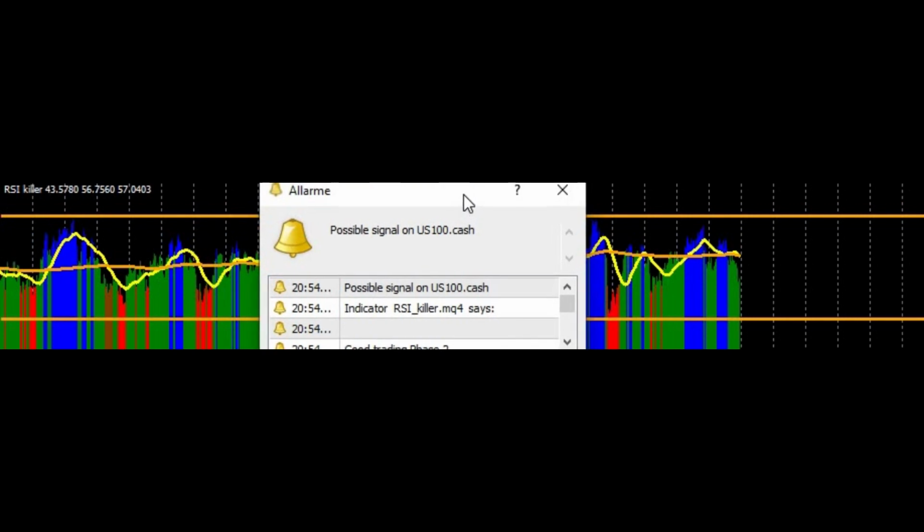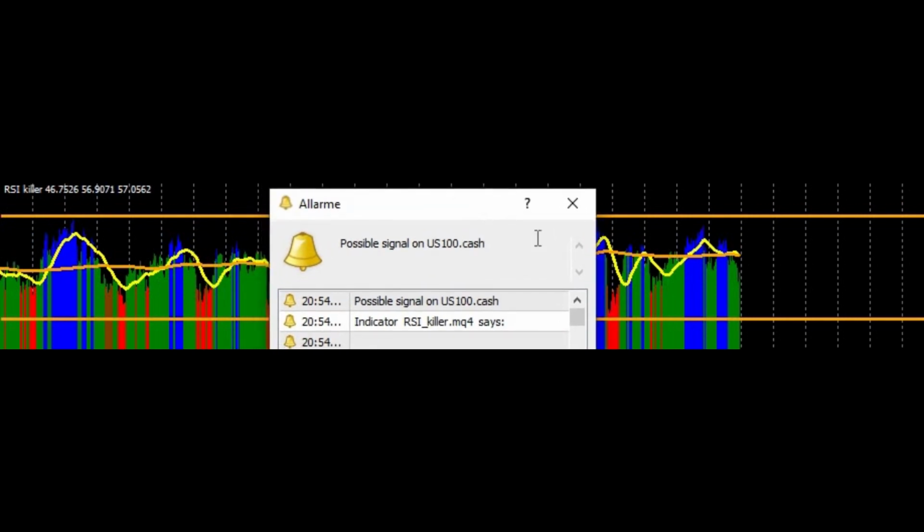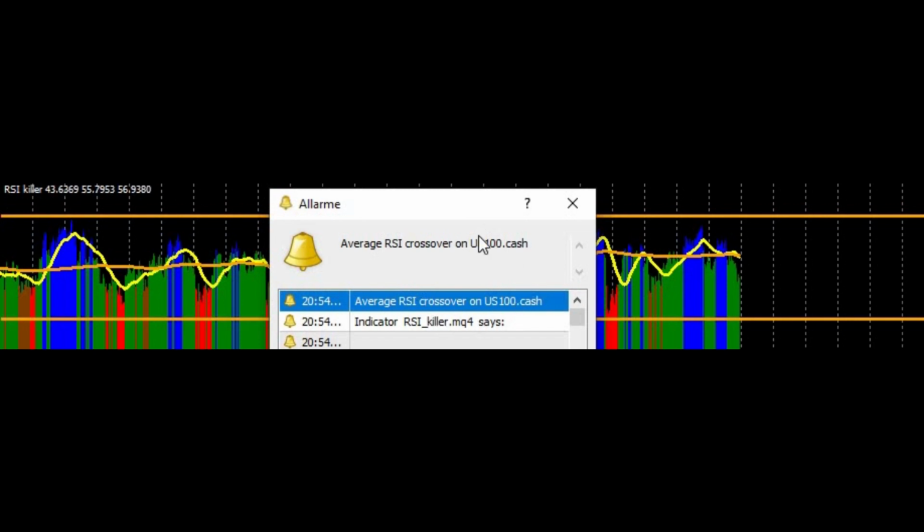So, as you can see, it says there is a possible signal because we are now at a distance that is higher than 5. And also, the candle has closed and there is a crossover on the moving average. That's an alert for that too. So we had 2 alerts. I promise I didn't plan that just to show you. It just happened. So I'm happy that it happened because now you can see it.